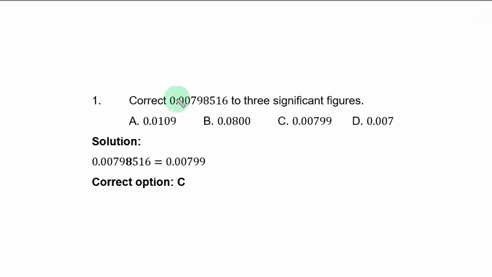Question 1. Correct 0.000798516 to 3 significant figures. Now, 3SF simply means the first 3 non-zero digits from the left hand side. Such digits are 7, 9, 8. So you need to approximate by considering the next digit, 5. Because you have 5 there, you round up. If you add 1 to 8, it becomes 9. So for 3SF, you have 0.00799. C is the correct option.